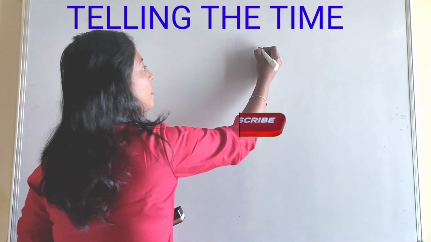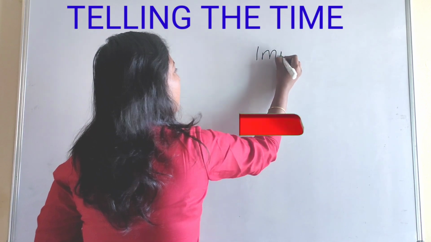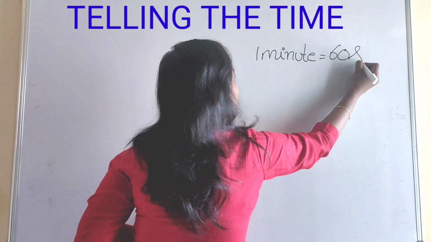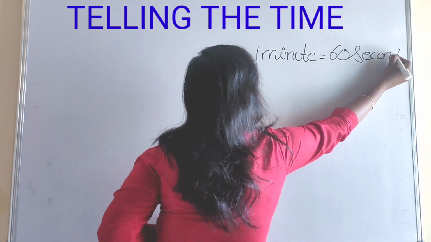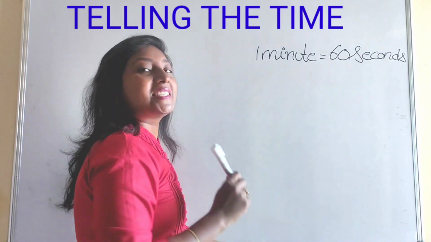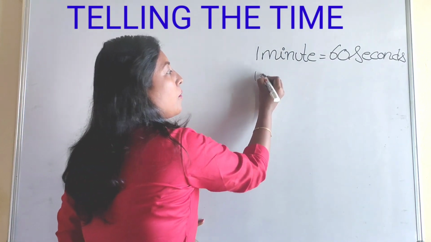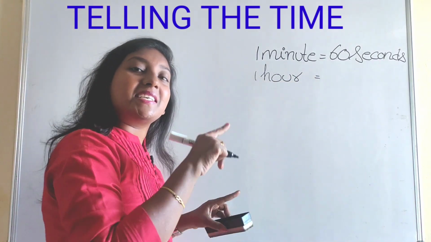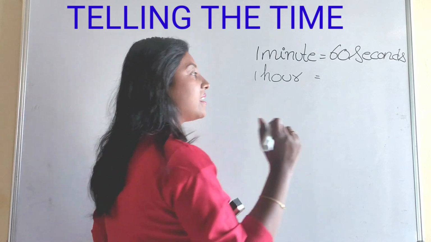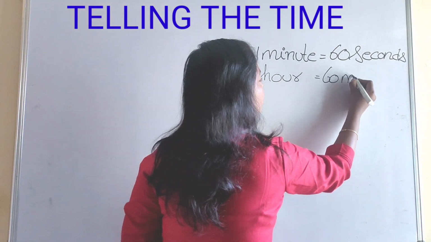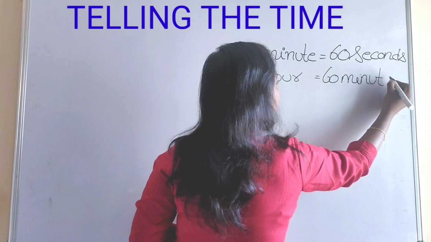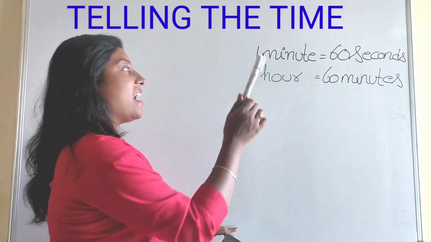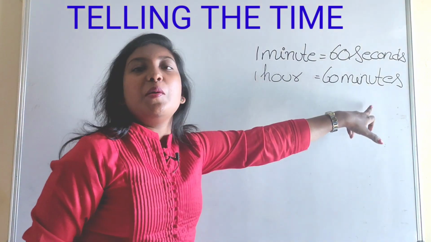Next, the seconds hand represents how many seconds we have. We know that 1 minute equals 60 seconds, and 1 hour equals how many minutes? 60 minutes. 60 minutes makes 1 hour. One minute equals 60 seconds and 1 hour equals 60 minutes.